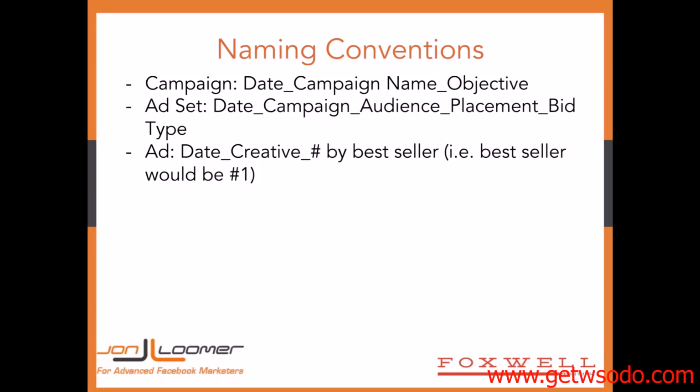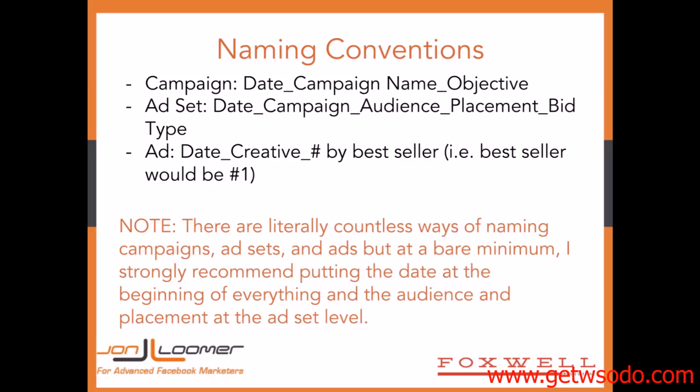I have date. I always put the campaign name, the audience at the ad set level, the placement, and the bid type. You can do this however you want, but my point is when you are scaling, you should absolutely set up naming conventions, because they're going to help you make sense of it, look at it quicker, and understand what's working and what's not. This is a really important thing that I would recommend doing. There are countless ways to do it, but think about normalizing your naming conventions as you go forward.